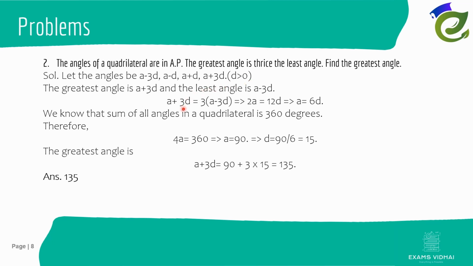According to the question, the greatest angle is thrice the least angle. So solve it and you will get a is equal to 3d. And we know that the sum of all angles in a quadrilateral is 360 degrees. Using that property, the sum of angles will be 4a. Again over here d disappears on adding, that's why we have chosen it like that. Now 4a is 360 and a is 90. d is a by 6, which is 90 by 6, that is 15. Hence the greatest angle will be a plus 3d, which is 135 degrees.